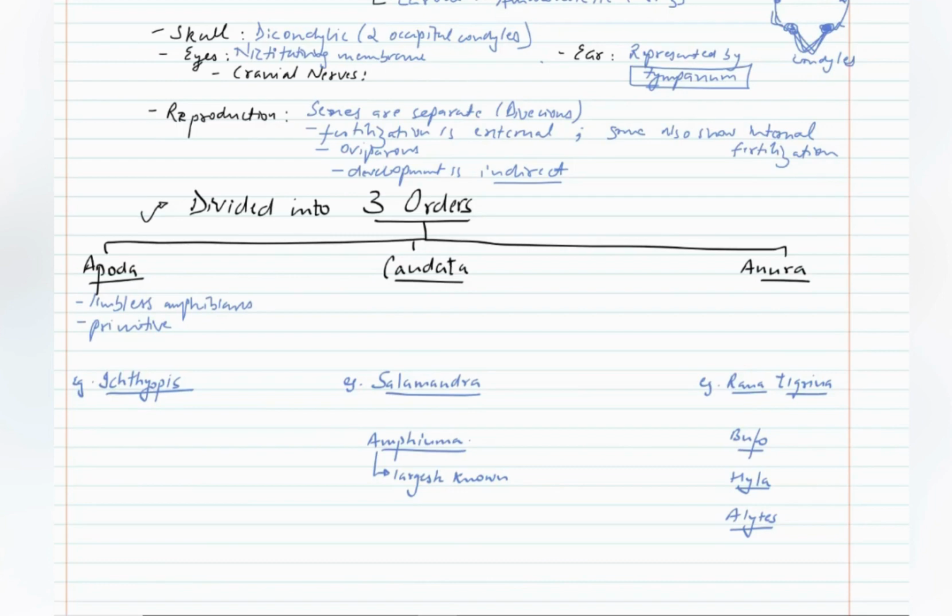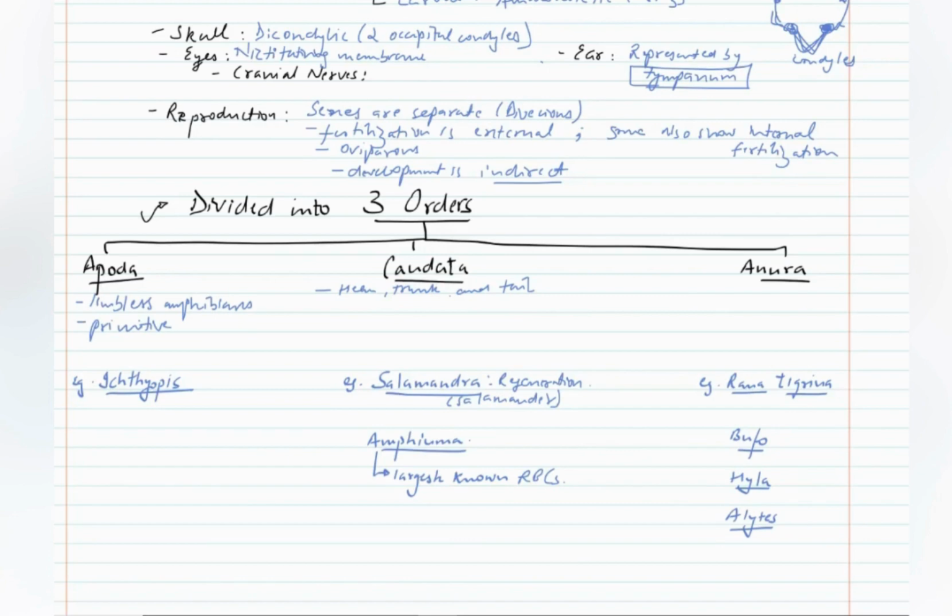Next comes order Urodela. They have a head, trunk, and tail. Head, trunk, and tail are present. So these are tailed amphibians. Salamandra, also known as salamander. It has regeneration capacity. Next, we have Amphiuma. It is the amphibian which has the largest known RBCs. In fact, in all of the group Tetrapoda, the largest known RBCs are present in Amphiuma.